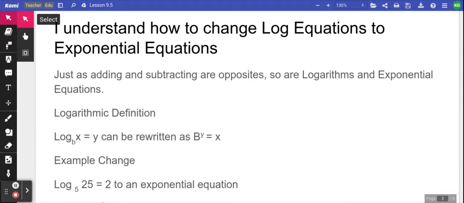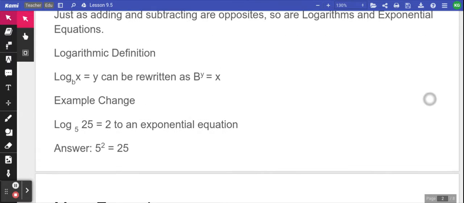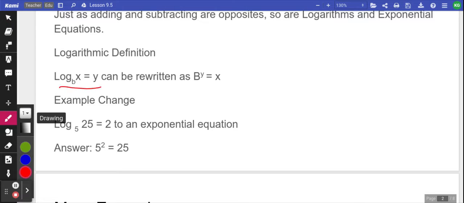So the first thing we're going to do is change from log equations to exponential functions. What you have to remember is that logs and exponentials are opposites, just like adding and subtracting, multiplying and dividing, square rooting and squaring. Whenever you have a log equation, log base b of x equals y, it can be rewritten as b to the y power equals x.